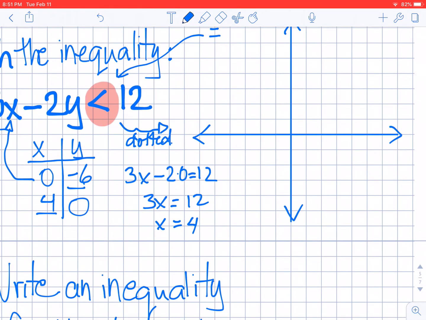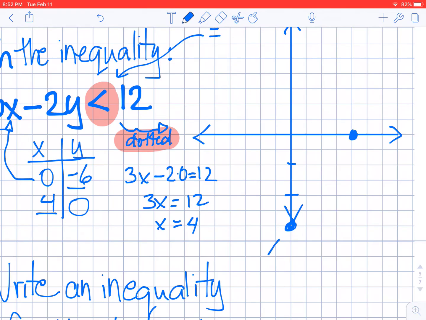Let's come over to our axis and plot those values. So negative 6, I think, is going to be way down here. Put a nice big dot. And 4, 0 will be over here. All right, now we're going to go through and draw a line, except, don't forget, this isn't a solid line, but a dotted line.